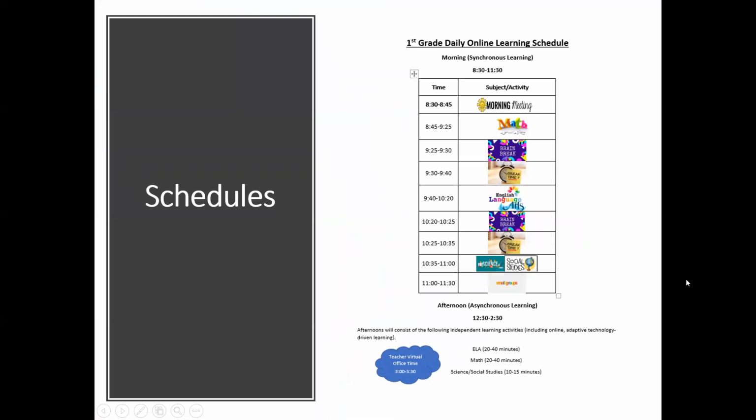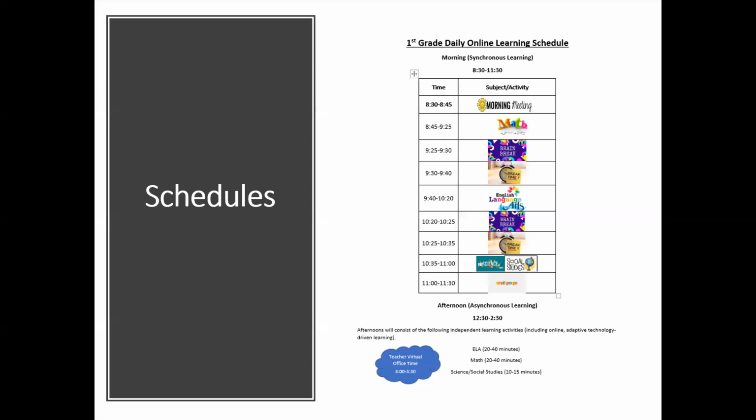Next, I'd like to go over the schedules. I have a couple of different examples here, and I'd like to address some questions that came up today. So this is an example of a schedule that your student may be following, depending on their grade level. First, the words synchronous and asynchronous you will find on each child's schedule, regardless of their grade level.